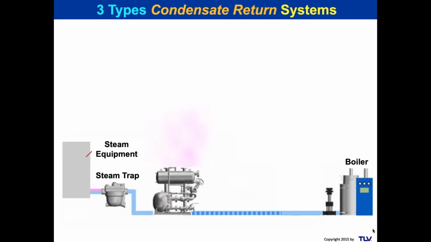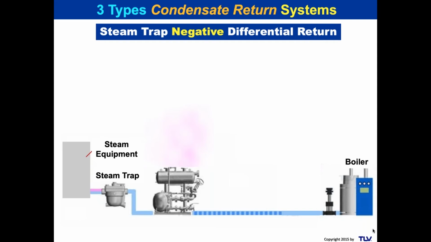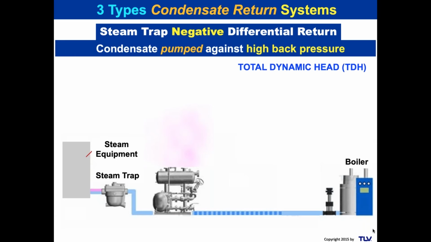But it doesn't work that way most of the time, because a lot of times traps have to go against a higher back pressure, which means there's a negative return. They can't get it all the way back to that boiler or to that other transfer pump. So when they're pumping against a high back pressure, how do we calculate the back pressure? Well, we say total dynamic head.